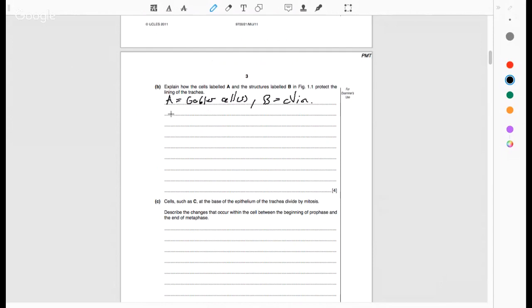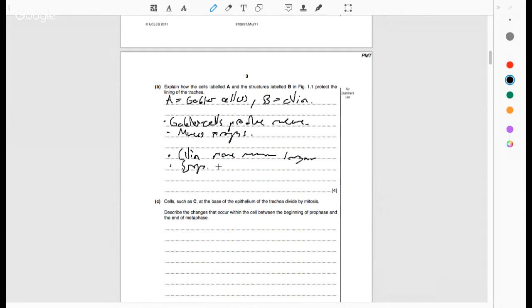So you could have one bullet point say goblet cells produce mucus. And then you have one bullet point that says mucus traps pathogens, in that shorthand, that's perfectly fine. And then you can say, leave a line, cilia move mucus to the larynx. And then you could say that that stops pathogens from accumulating, et cetera. What you did is fine, you'll get the marks.